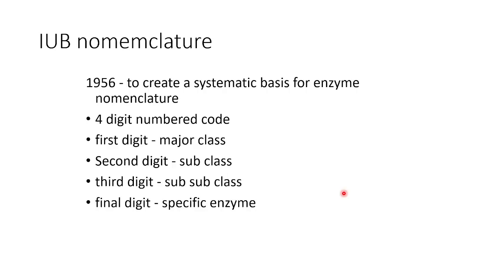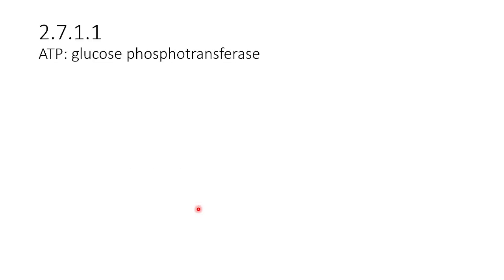Now this is the IUB nomenclature, which for the time being you may not remember, I'm just telling you because you need to understand the enzyme classification. So there is a 4-digit code. The first digit signifies the major class, that is 1. Then 9 is basically the subclass. The third digit, that is 5 over here, indicates the sub of the subclass, and the final digit represents a specific enzyme.